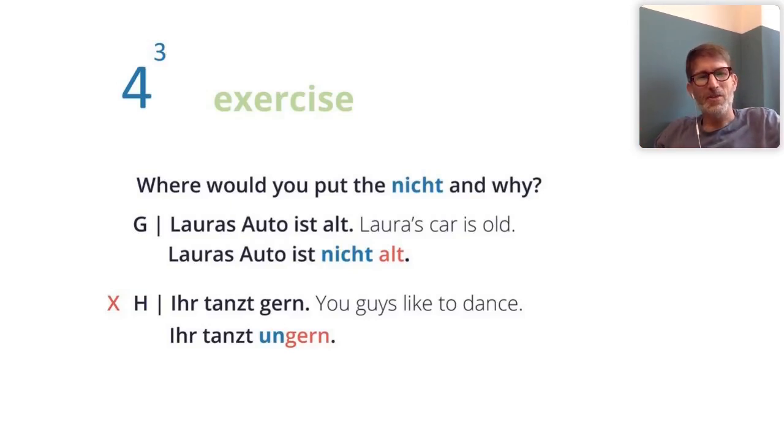And in H, I gave you a little alternative. So, ihr tanzt gern, ihr tanzt ungern. How could you express that with nicht? Where would you put it? Can you type the sentence? And then we're done with the exercise.